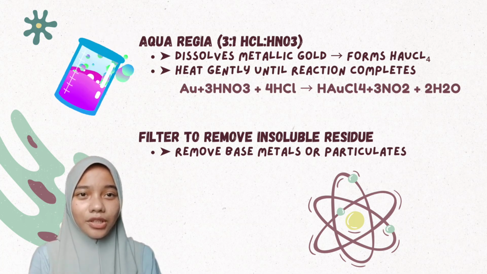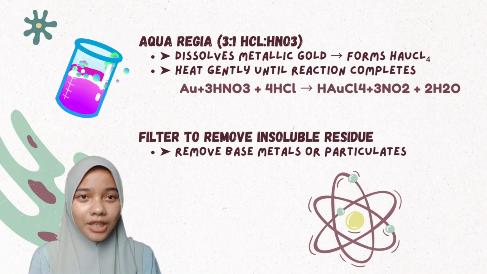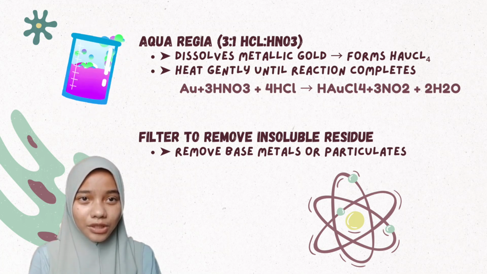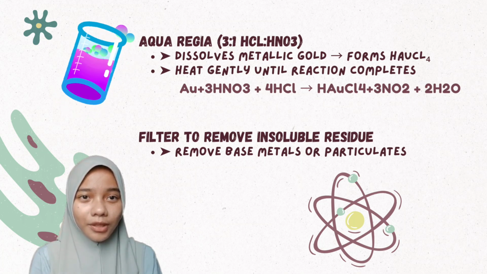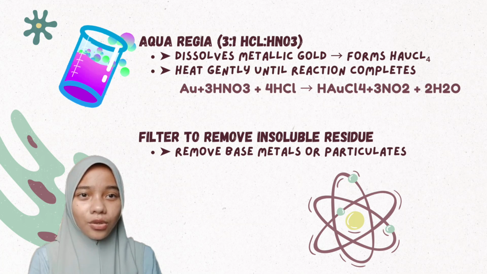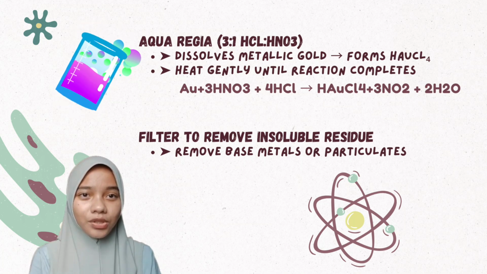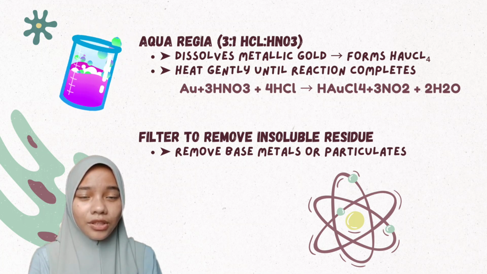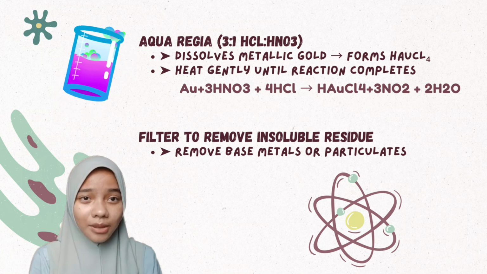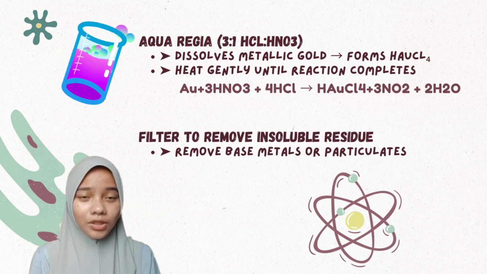We add the aqua regia to the sample in a beaker and gently heat it. The nitric acid oxidizes the gold, and the hydrochloric acid forms soluble gold complexes, primarily chloroauric acid or HAuCl4. You will notice brown fumes of nitrogen dioxide being released during the reaction. So, it is important to perform this step in a fume hood due to the toxic gases.